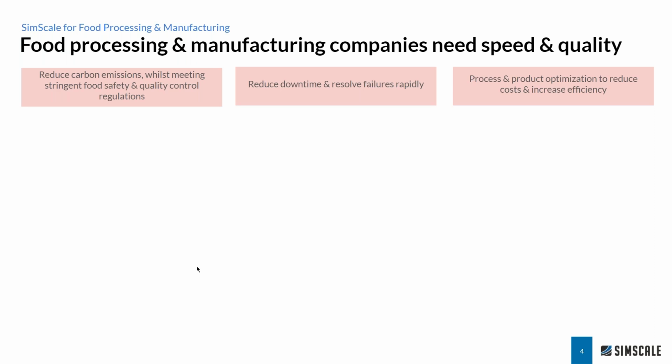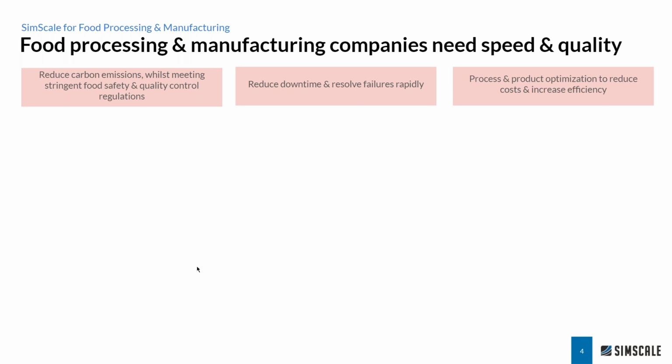For example, food processing by the nature of the industry has to follow very stringent food safety and quality control regulations, all while staying competitive in the market and adhering to ever-steeper net zero targets, like reducing carbon emissions and improving the energy efficiency of products.